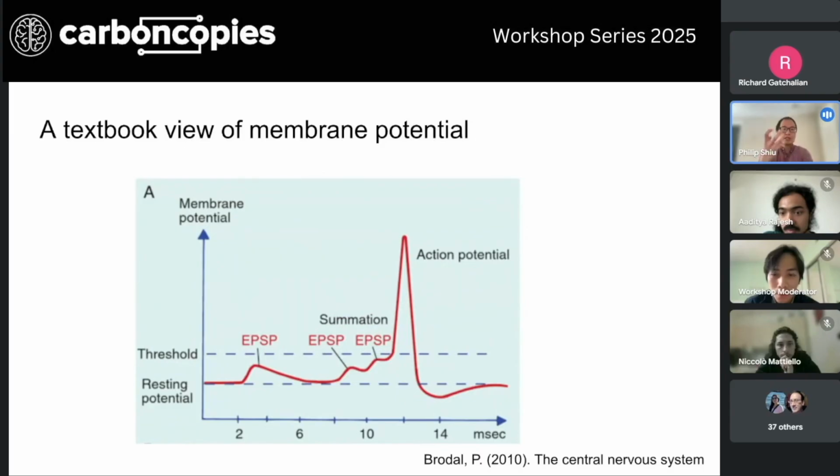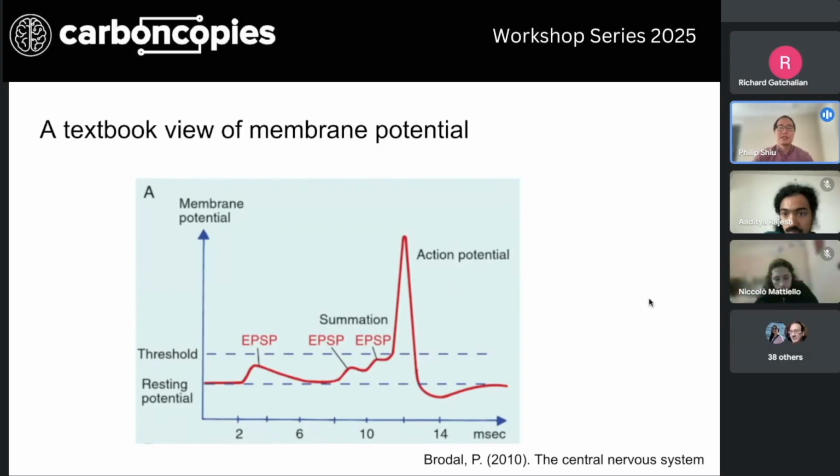So we took this connectome and we asked, can we make a computational model from this? And what we did was basically take the simplest biophysical model of neurons, which is a leaky integrate and fire model. And this is basically a textbook view of membrane potential.